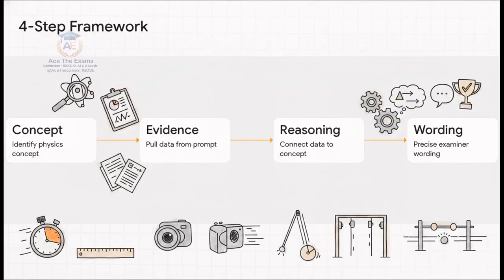So here is the high mark framework that is going to structure literally every practical investigation response you write from now on. Step 1, identify the underlying physics concept. Step 2, pull the exact evidence or data straight from the prompt. Step 3, apply scientific reasoning to connect that data right back to the concept. And step 4, lock the whole thing in with precise examiner wording. Let's see how this brilliantly illustrates the right way to measure rapid motion.